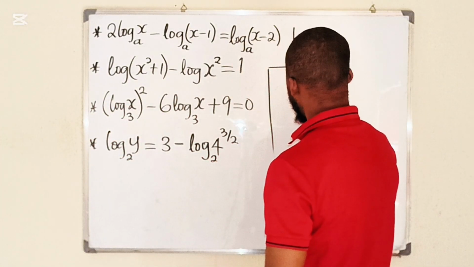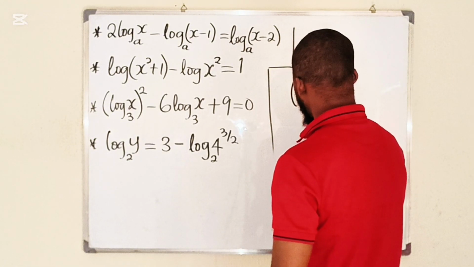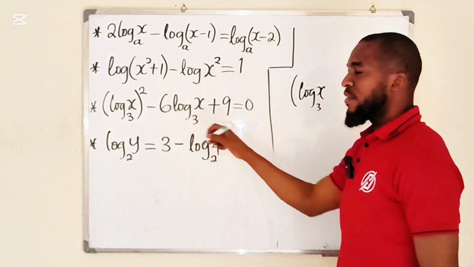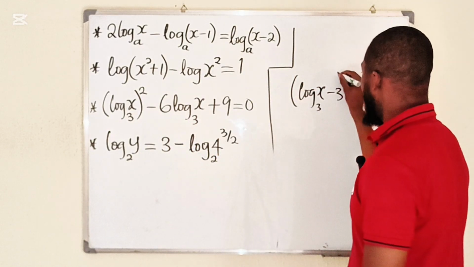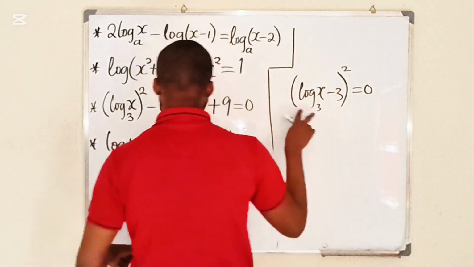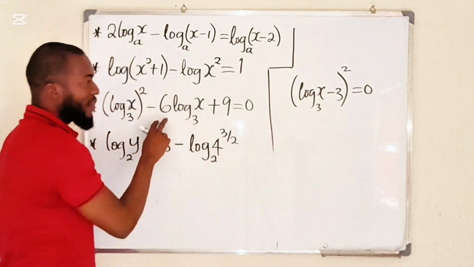And how do we factorize it? You can take log of x with the base of 3, then half of this is minus 3, then you square everything. This is equal to 0. The left-hand side is just the factored form of the left-hand side of this. If you expand this, you have to get this back.